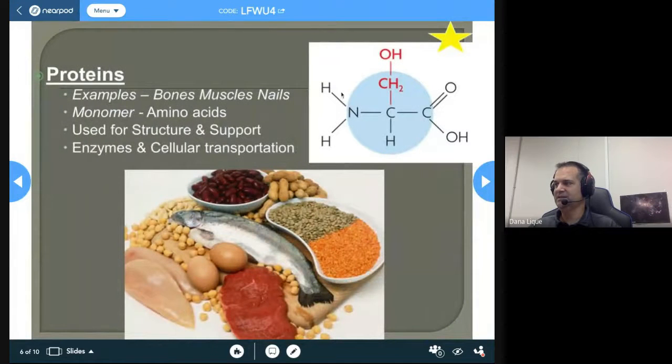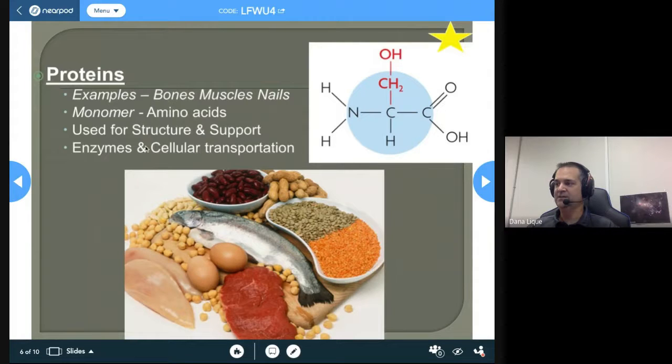All right, next proteins. With proteins, you should just think bones and muscle, all that stuff, which is used for structure and support. It's important to get a lot of protein because that's what's going to build your bones and muscles and all that stuff. It's also enzymes, and it's used for cellular transportation. Enzymes I'll talk about briefly because there's a whole lesson on it. And then the monomer of a protein, what proteins are made of, there are several different kinds of proteins, would be amino acids. Usually it's a couple different ones combined, and that's going to make a specific protein for various things.